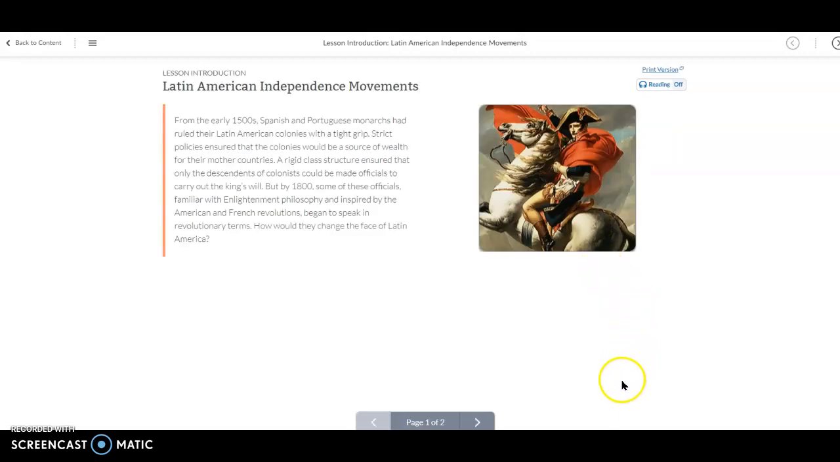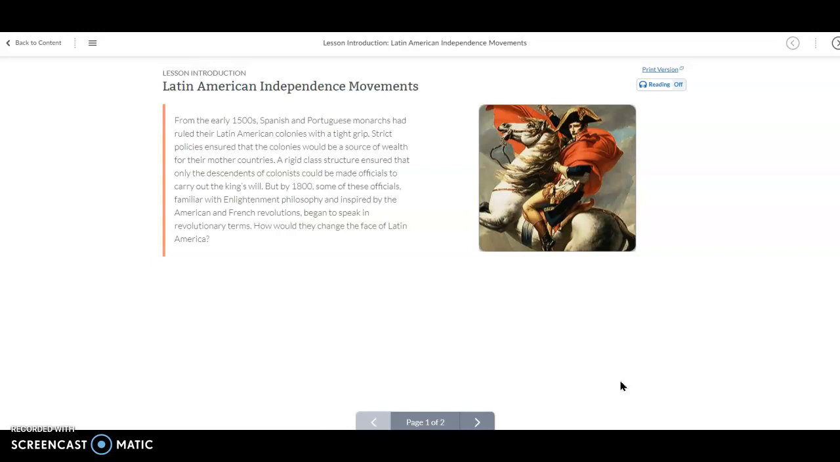The introduction says from the early 1500s, Spanish and Portuguese monarchs had ruled their Latin American colonies with a tight grip. Strict policies ensured that the colonies would be a source of wealth for their mother countries. A rigid class structure ensured that only the descendants of colonists could be made officials to carry out the king's will. But by 1800, some of these officials, familiar with Enlightenment philosophy and inspired by the American and French revolutions, both of those are things that you have just been learning about in previous lessons, began to speak in revolutionary terms. How would they change the face of Latin America?